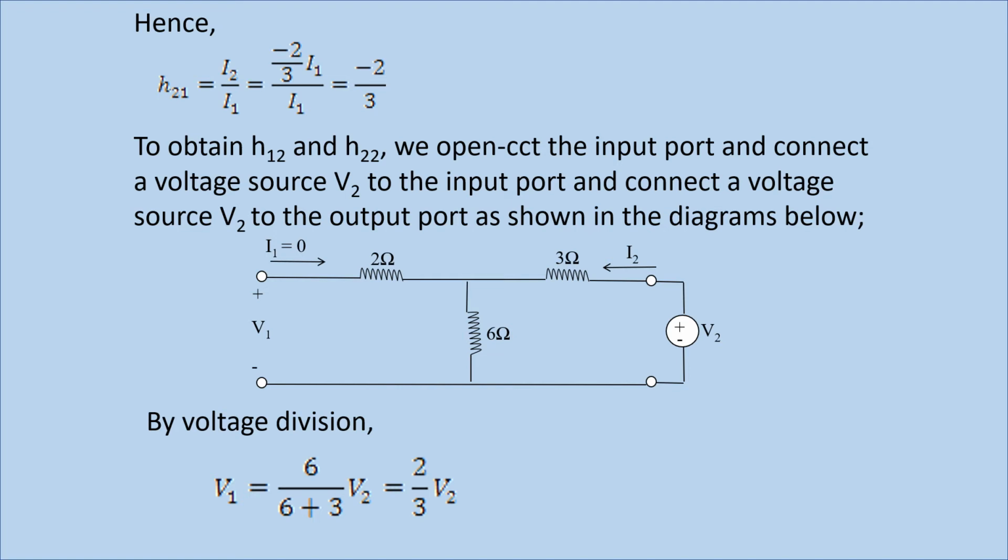V1 is the voltage across the 6 ohm resistor. So going by voltage divider principle, our V1 will be 6 over 6 plus 3 ohm. Remember, 2 ohm is no more there. 6 plus 3 ohm multiplied by the total voltage in this circuit, and the total voltage, which is our voltage source, is the V2. So 6 over 9 multiplied by our V2, and that will give us 2 over 3 V2.